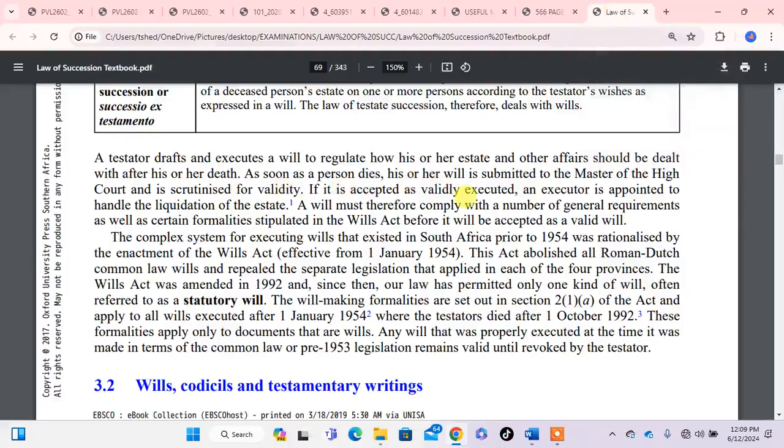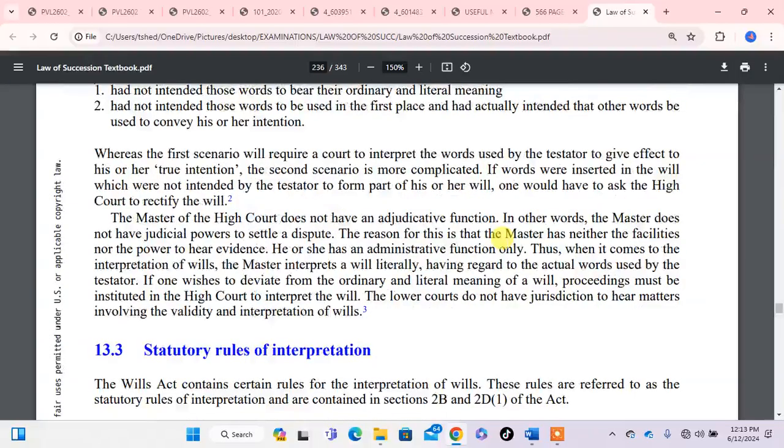However, we have the one that says they submit to the master of the high court to be scrutinized for validity. For validity, you must go to the master of the high court to check whether the will is valid or not. So what about the magistrate? It's very clear that the master of the high court does not have an adjudicative function. In other words, the master does not have judicial power to settle a dispute. The reason for this is that the master has neither the facilities nor the power to hear evidence. He or she has administrative functions only.